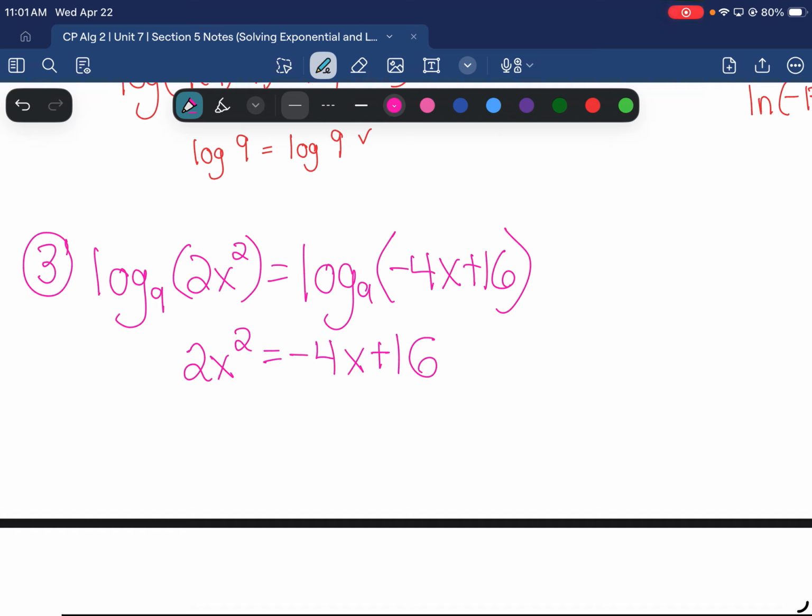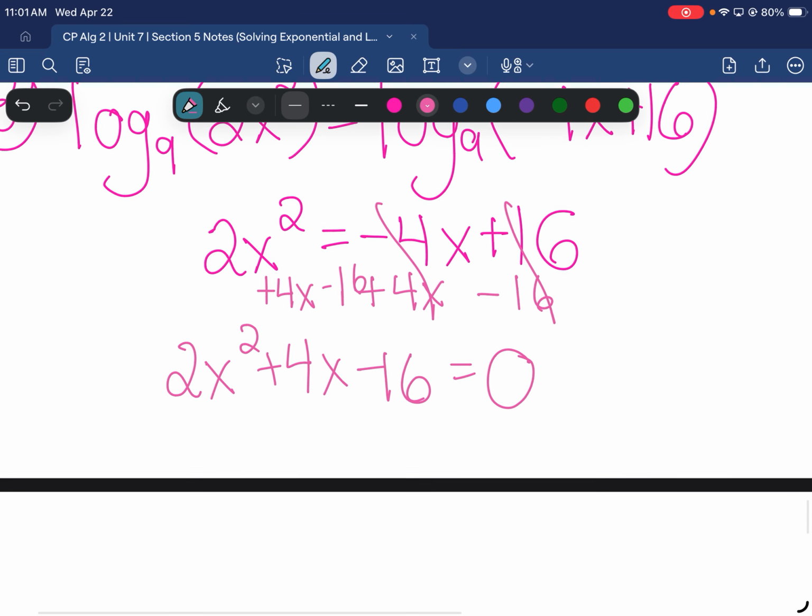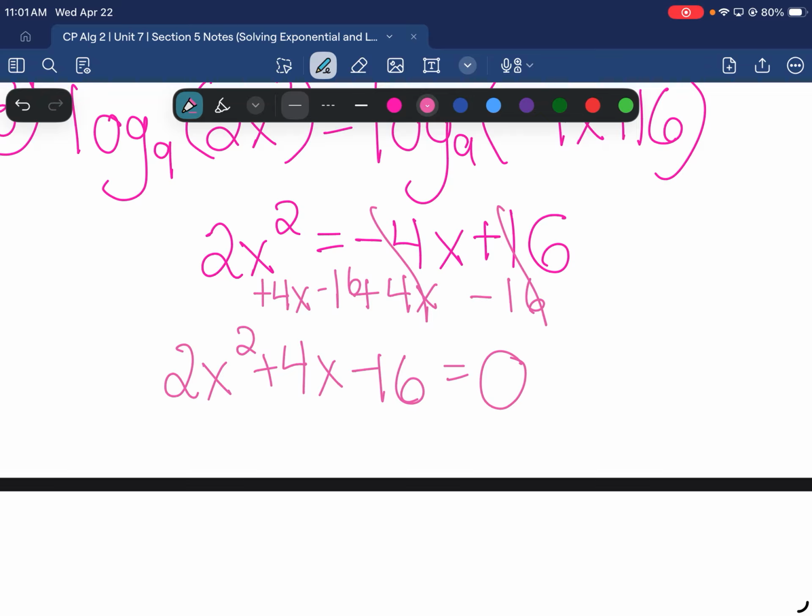Simplify it how? Divide everything by 2. Yeah, but can I do something before I do that? Can I move the x over? Yeah. Set it equal to 0. So you're going to add the 4x and subtract the 16, but there's no like terms on that side. And now I want to look for a greatest common factor.